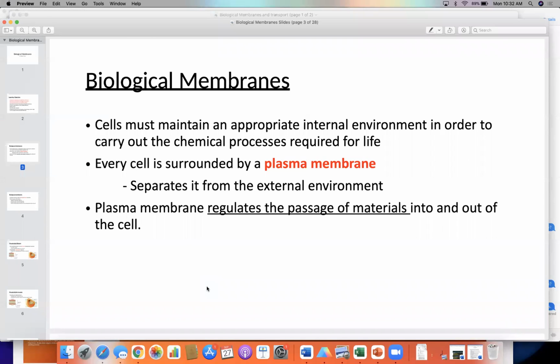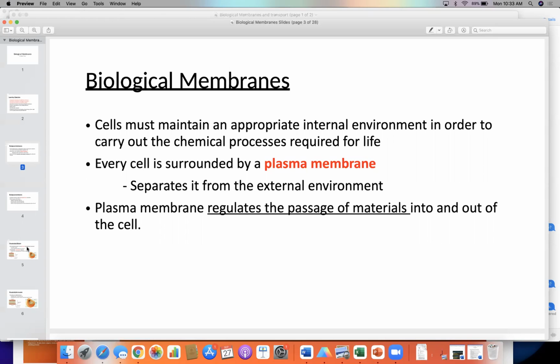We have to expel those things from our bodies. Right. So the cell also has a very similar requirement for taking things in and letting out waste products. All right. So at its core, the function of the biological membrane is to separate the cell, the external from the internal, and to regulate the passage of materials into and out of the cell.